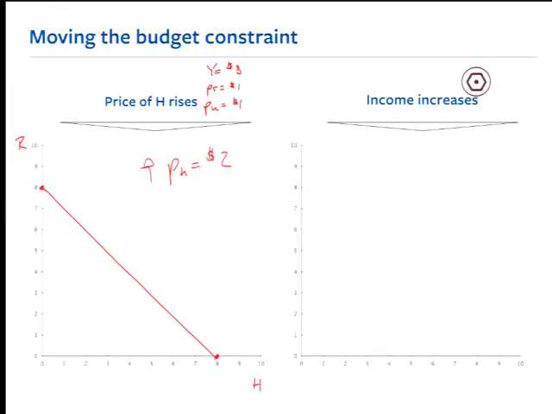So how many Reese's can you buy? The price of Reese's is the same. 8, right? The price didn't change, income didn't change. How many units of Hershey's can you buy now? 4, right? Draw the straight line between the two.